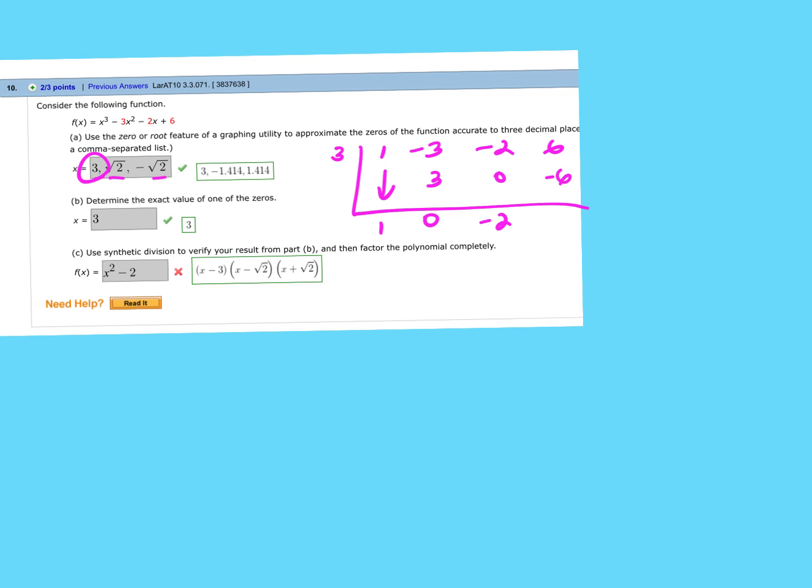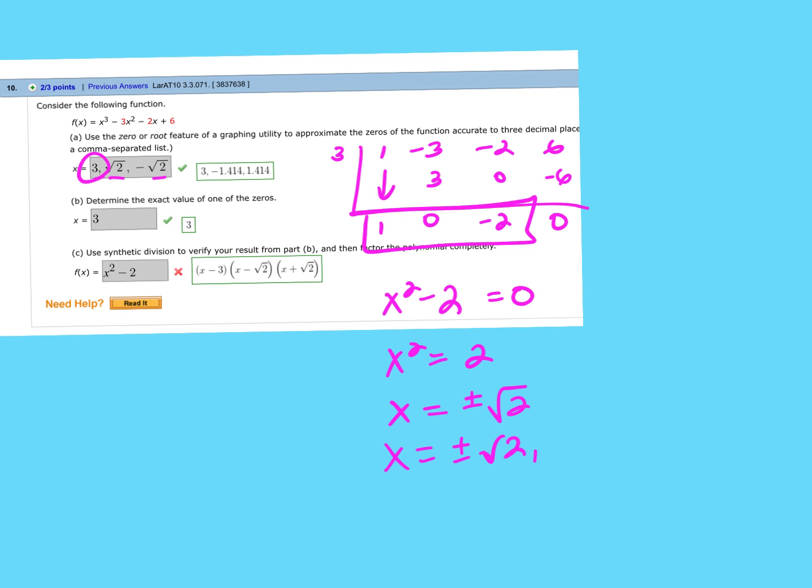So zero. And then I would take this, which is x squared minus 2, set it equal to 0 to find the other 2. So that's how I would do C. Then this would be x equals plus and minus the square root of 2. So my other 2 zeros are plus and minus root 2, and then the 3 is the last one.